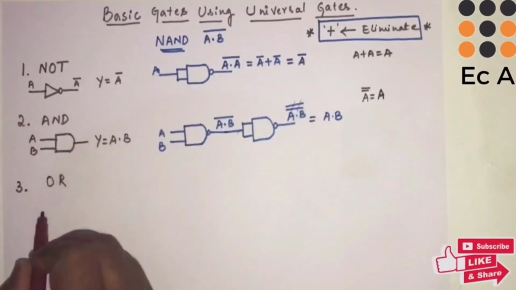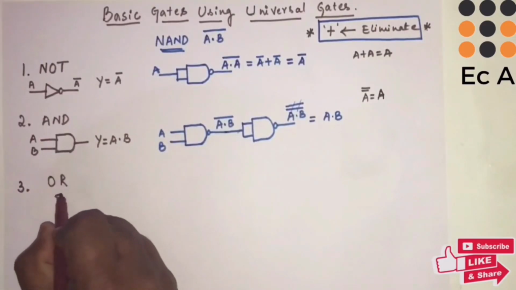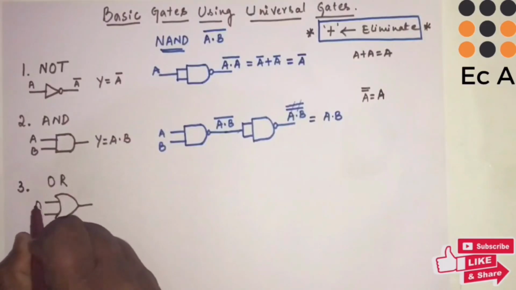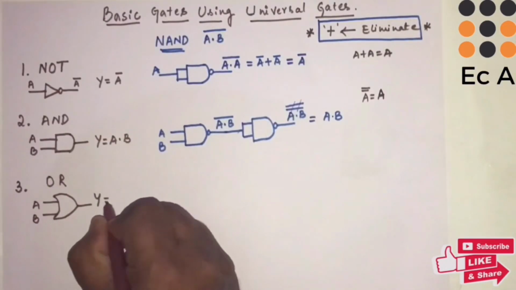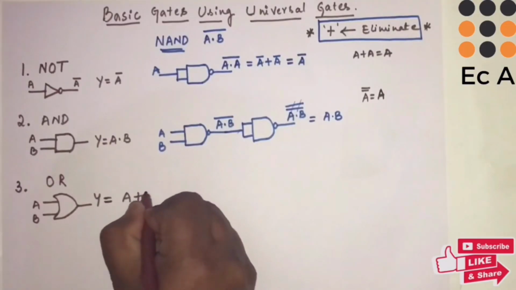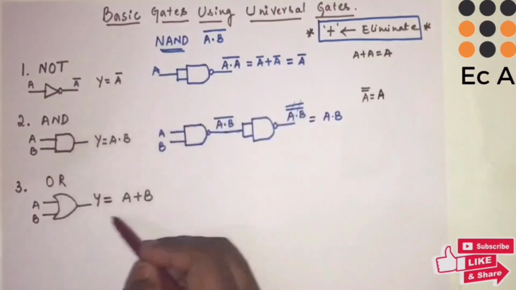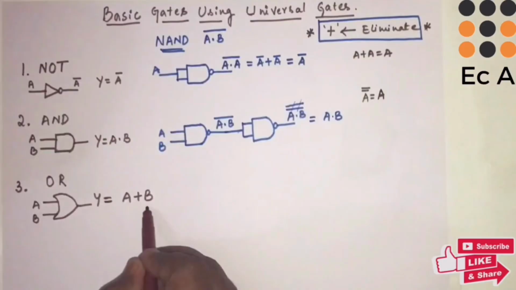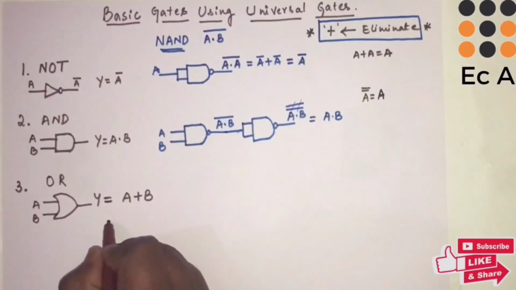Now let us implement OR gate using NAND gate. This is the symbol of OR gate. Inputs will be A, B, and output of OR gate will be Y is equal to A plus B. We know that to implement any given expression using NAND gate, we need to eliminate the plus sign. We are having a plus sign here. We need to eliminate this plus sign. So what can we do?